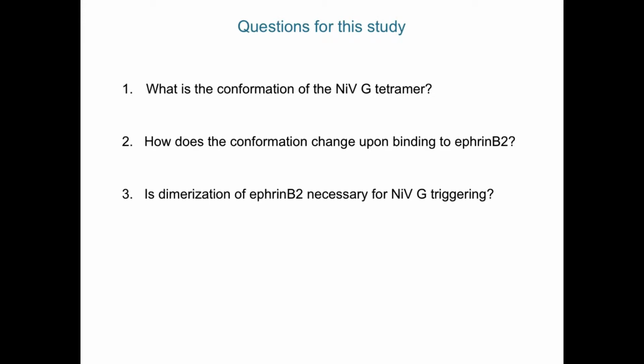So in our study, we wanted to know what is the conformation of the Nipah-G tetramer, and how does this conformation change upon binding to F1, B2? And thirdly, is dimerization of F1, B2 necessary for Nipah-G triggering?